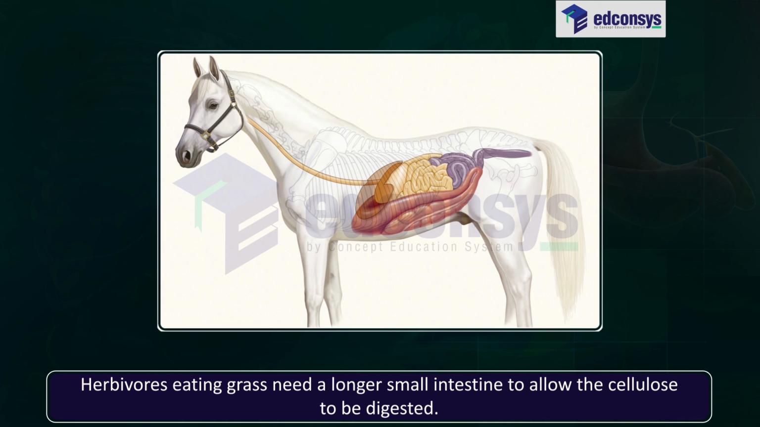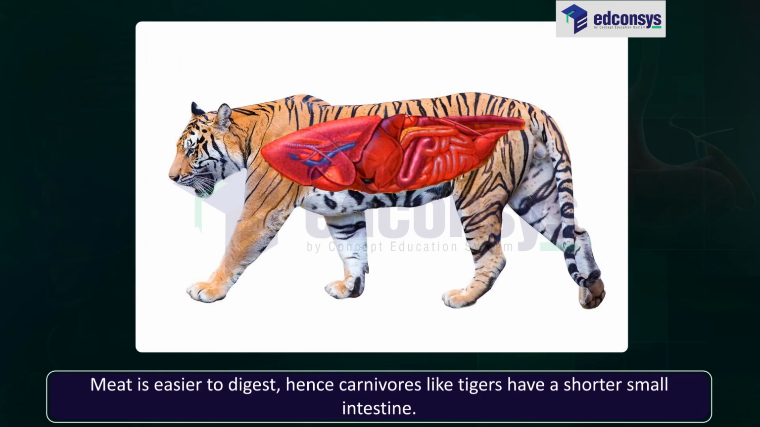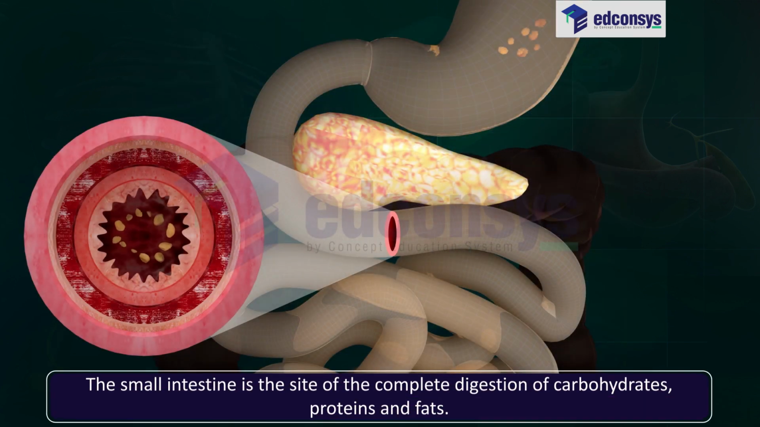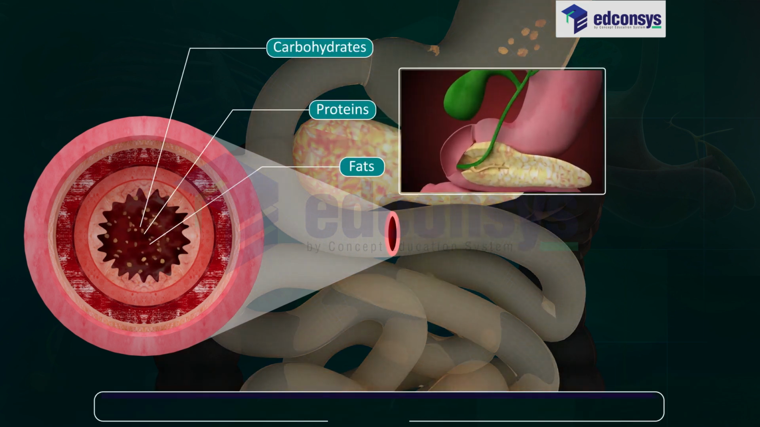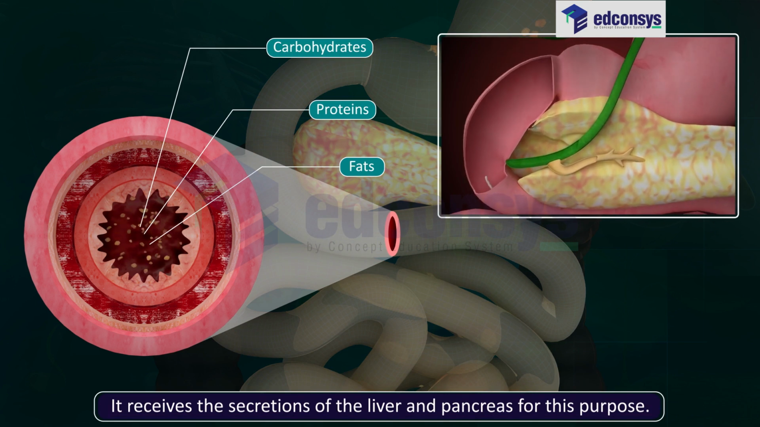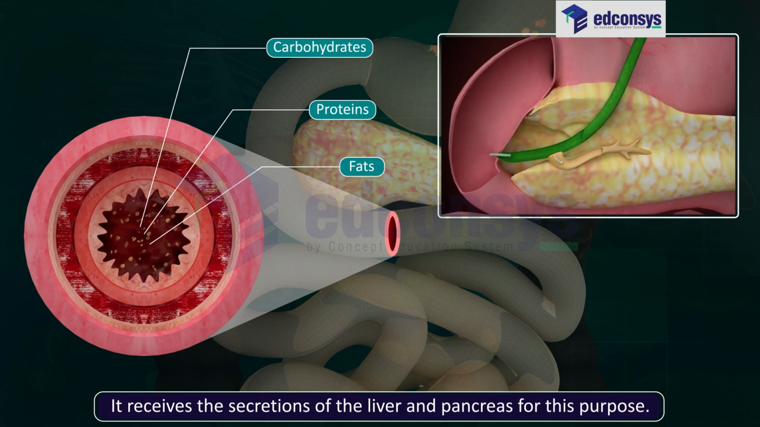Herbivores eating grass need a longer small intestine to allow the cellulose to be digested. Meat is easier to digest, hence carnivores like tigers have a shorter small intestine. The small intestine is the site of the complete digestion of carbohydrates, proteins, and fats. It receives the secretions of the liver and pancreas for this purpose.